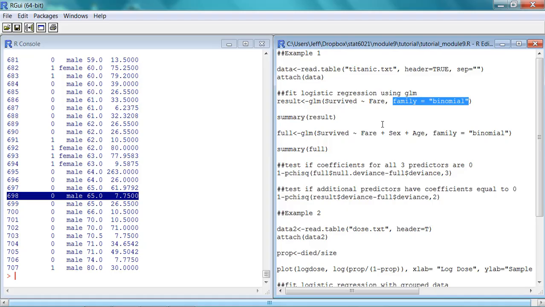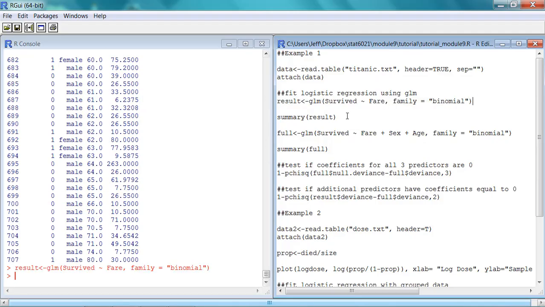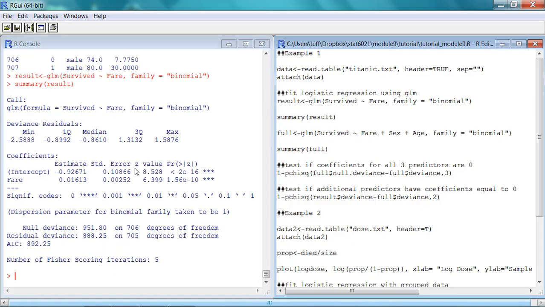You'd put the word Gaussian for family. Gaussian is another word for normal distribution. The one difference is that glm uses maximum likelihood estimation, whereas the lm function that we've been using uses least squares to estimate the regression coefficients. So let me fit this model, and let's look at the summary of our glm model.